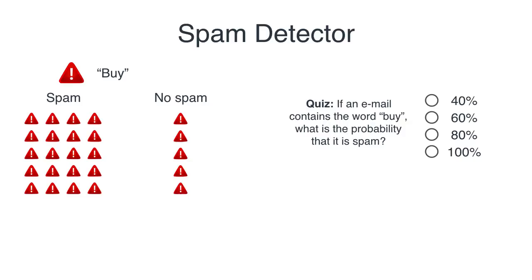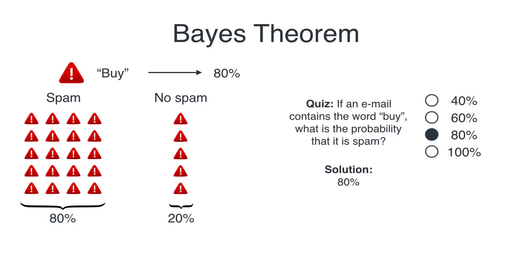The answer is, if we look at the emails that contain the word buy, well, there's 20 that are spam and 5 that are not spam. So that makes an 80-20 split. And so from this data, we can see that from the emails that contain the word buy, 80% of them are spam. So the probability, we conclude, again, just from this data, is going to be 80% that it's spam if it contains the word buy. Therefore, we associate the condition containing the word buy with the probability 80%. And that is exactly what Bayes theorem is. You may have seen it in a different way. You may have seen it like a formula. This is really what it is.